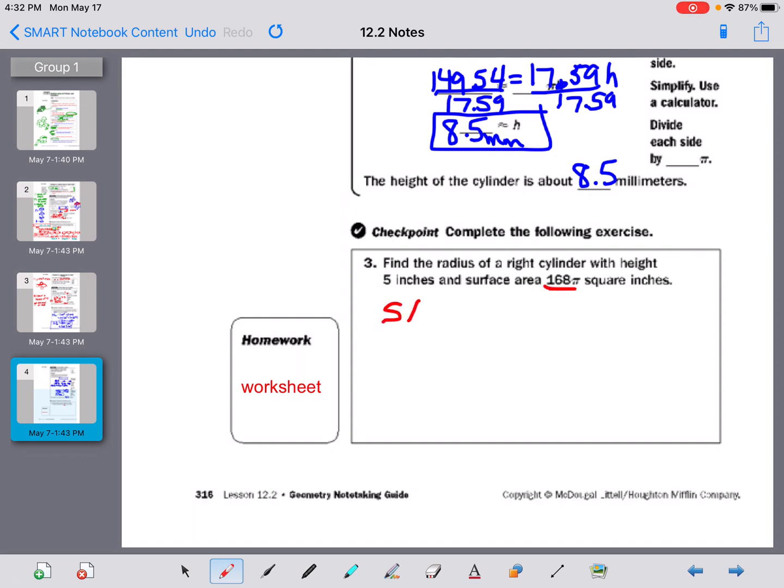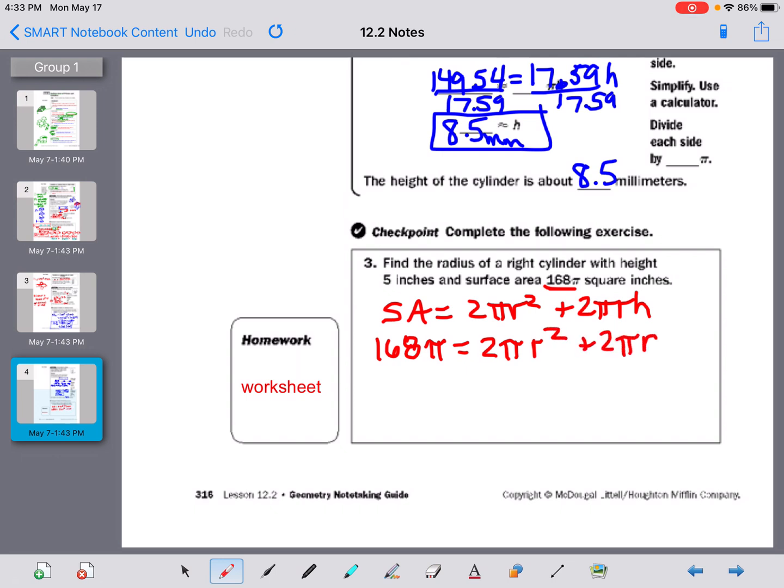So I write down my formula, surface area equals 2 pi r squared plus 2 pi r h, and I'm going to plug in everything I know. The surface area is 168 pi, and that pi is very important. Then I'm going to do 2 times my pi. What I don't know is my radius, so I leave radius squared plus 2 pi. I don't know my radius, I leave it, times a height of 5.